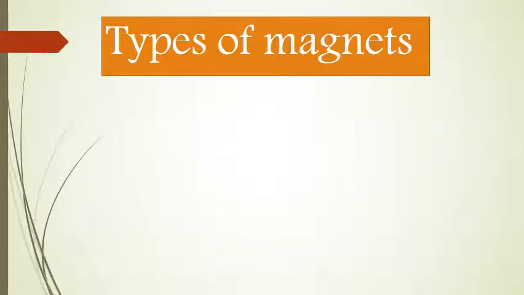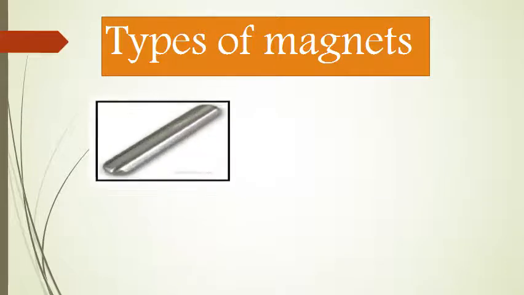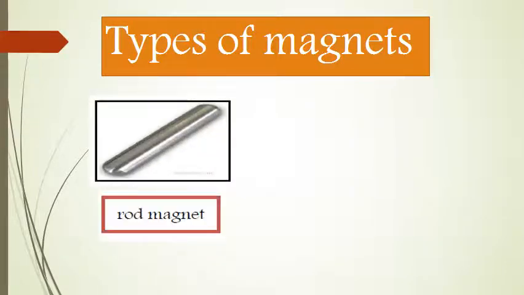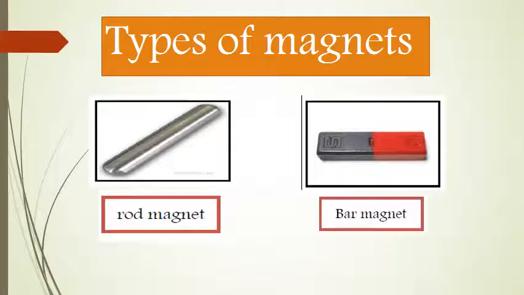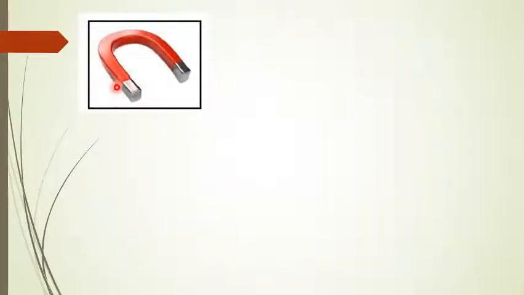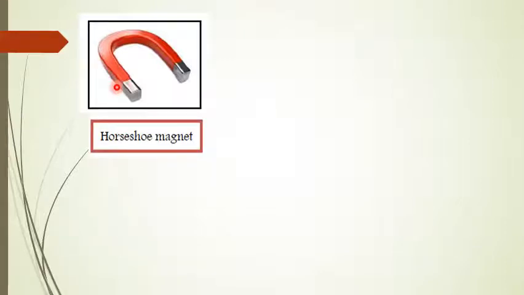So what are the types of magnets? We have several types of magnets. Of course, we have the rod magnet, and there is also the famous bar magnet. We will find it a lot in our labs. There is this type of magnet which looks like the type of footwear that you will find at the bottom of the horse's feet. So that's why they call it the horseshoe magnet, because it looks very much like a horseshoe.